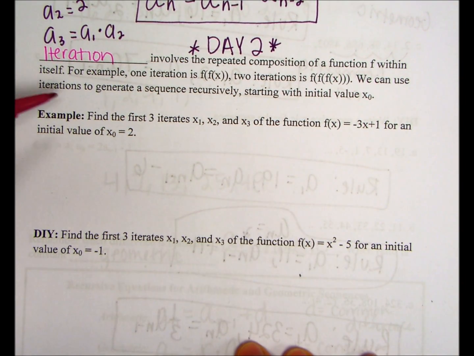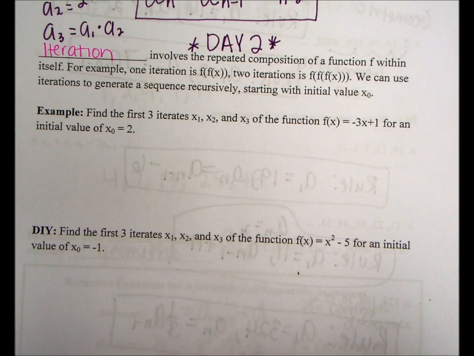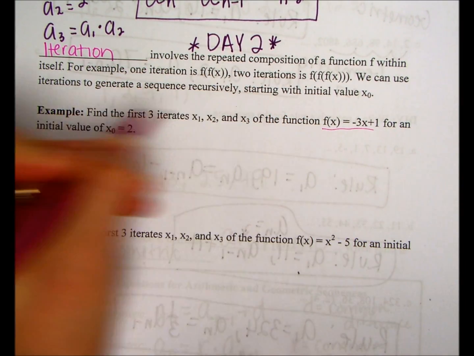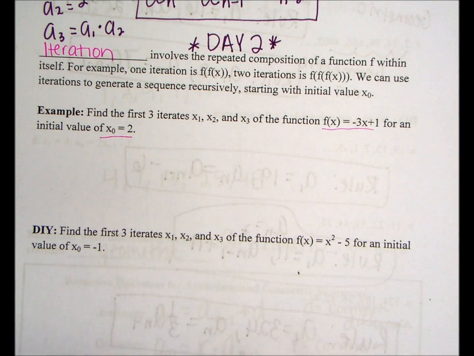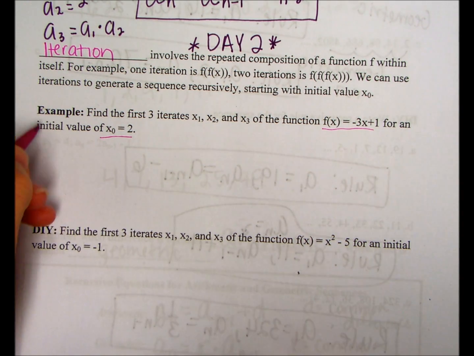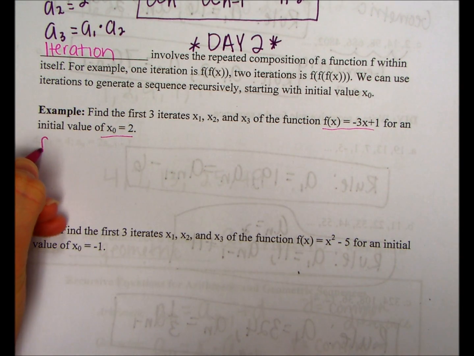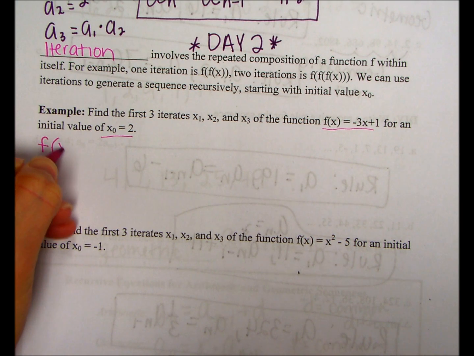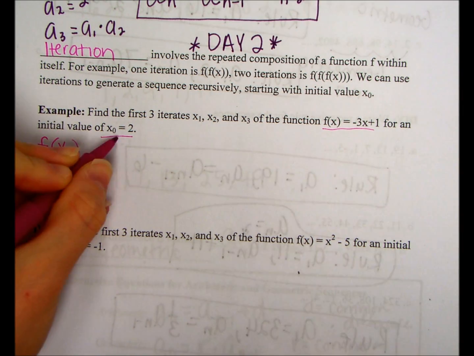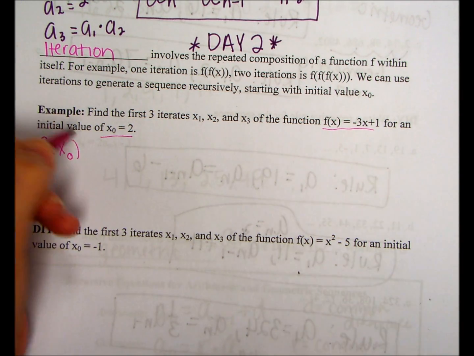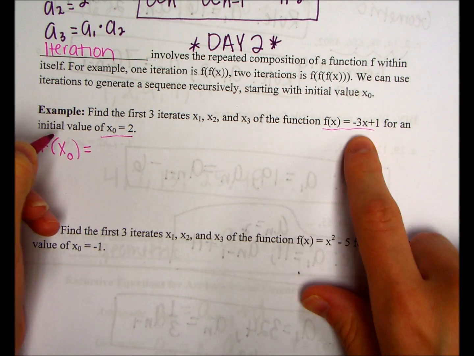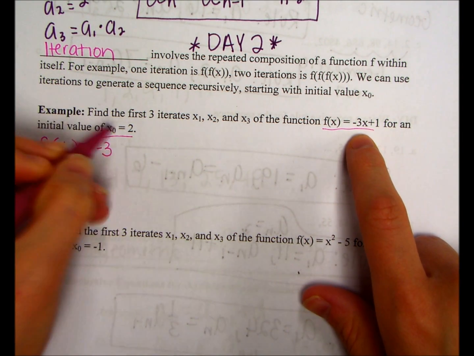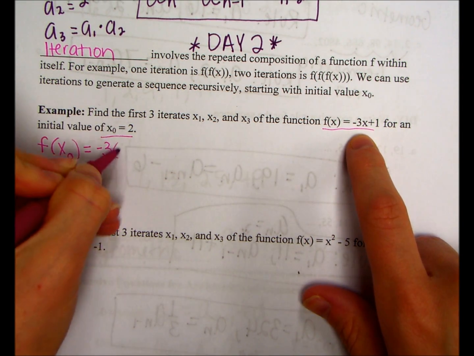So this definition looks a little dense, but I don't think it's really too bad here. So what we're going to do, we are given our original function, and we are given a first term, and they ask us to find the first three iterates. So to find the first one, we are going to find f of x0, f of what the x0 is that they give us. So in my function, I'm going to plug in the value they give me for x0, and that will be 2.